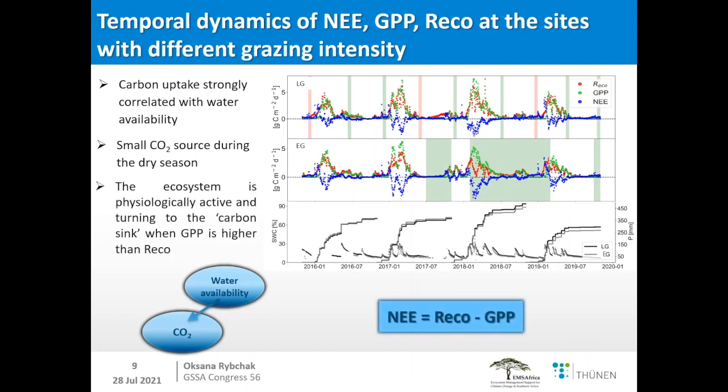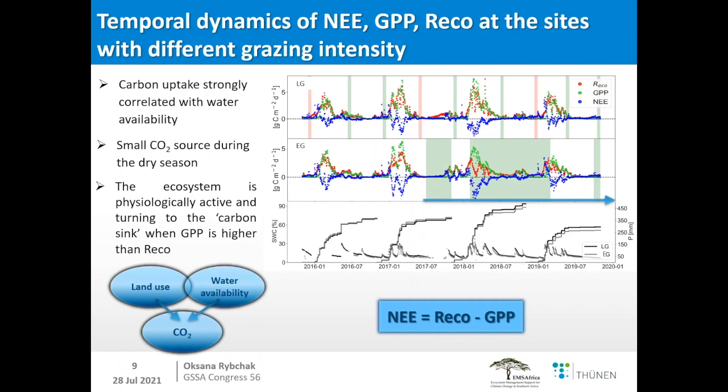The ecosystem is turning into a carbon sink when gross primary production is higher than ecosystem respiration, the so-called physiologically active ecosystem. Also, we can see that the difference in the peaks between the sites is decreased due to the continuous heavy livestock grazing started in 2017 at the experimental grazing site. So, in general, net ecosystem exchange is strongly dependent on those two drivers, water availability and land management, in our case, livestock grazing.